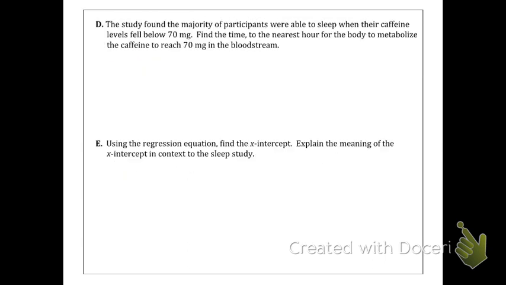All right, D says a study found the majority of participants were able to sleep when their caffeine levels fell below 70 milligrams. Find the time to the nearest hour for the body to metabolize the caffeine to reach 70 milligrams in the bloodstream. So the 70 is the milligrams, the caffeine, so that is my x value. So I'm looking for f of 70, which is 10.153. To the nearest hour, we're looking at 10 hours.